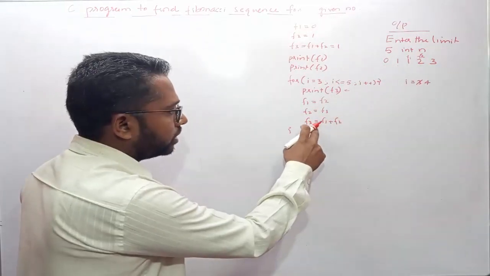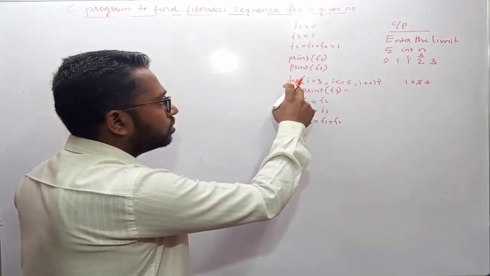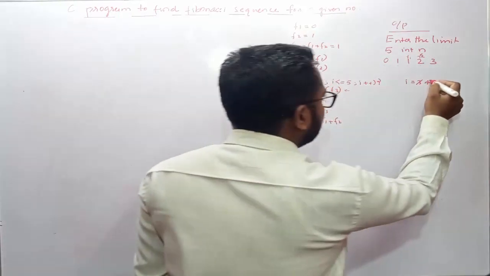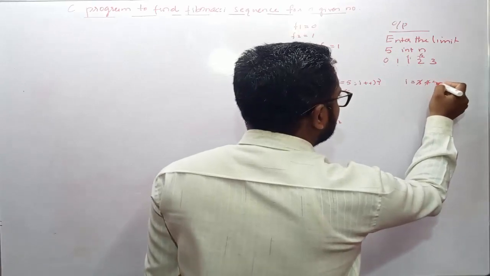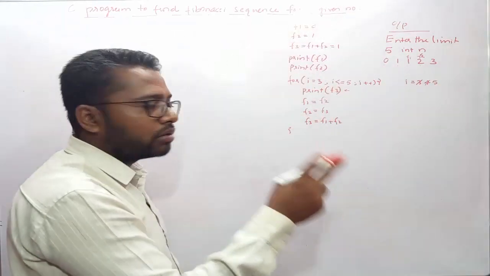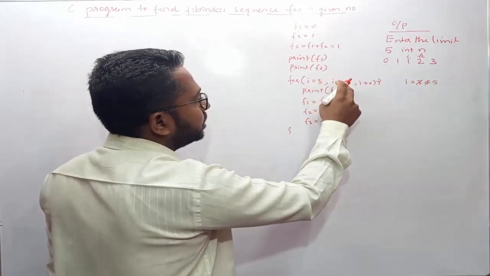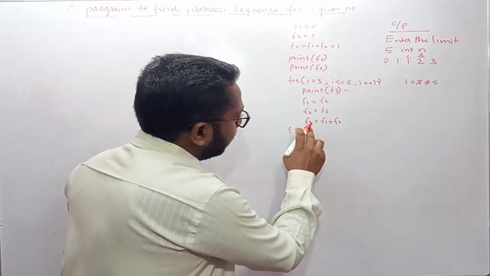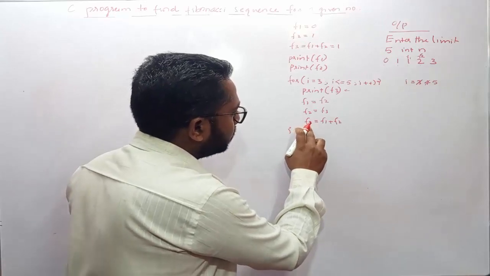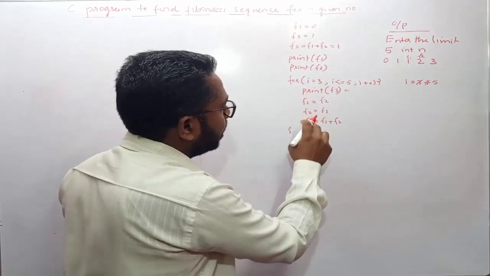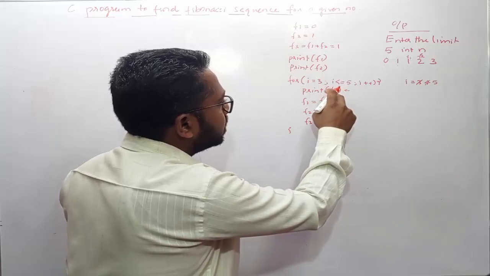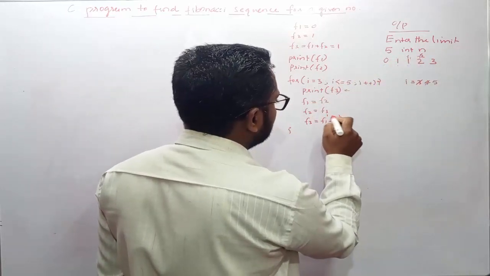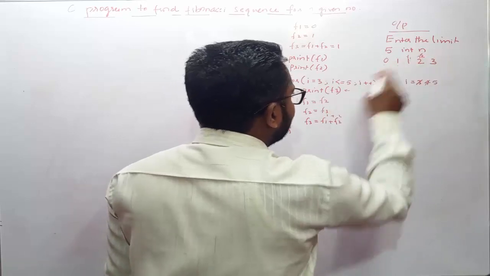After performing this operation, again control will go to for, where the value of I gets incremented by 1, and now the value of I becomes 5. For the value of I equals 5, the condition gets checked here. 5 is less than or equal to 5. Yes, condition true. So whatever was the value of F3 which we had calculated here, that value of F3 gets printed out here. Okay, 1 plus 2, 3, and 3 gets printed out here.